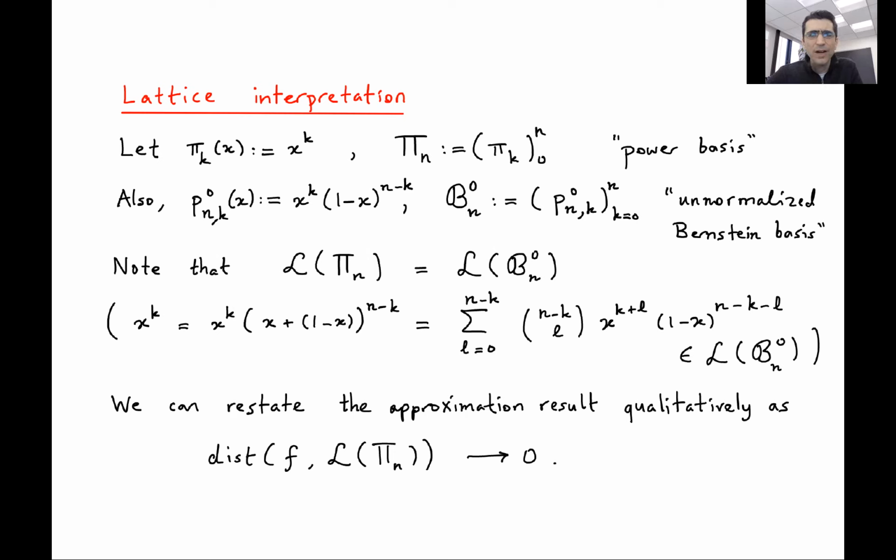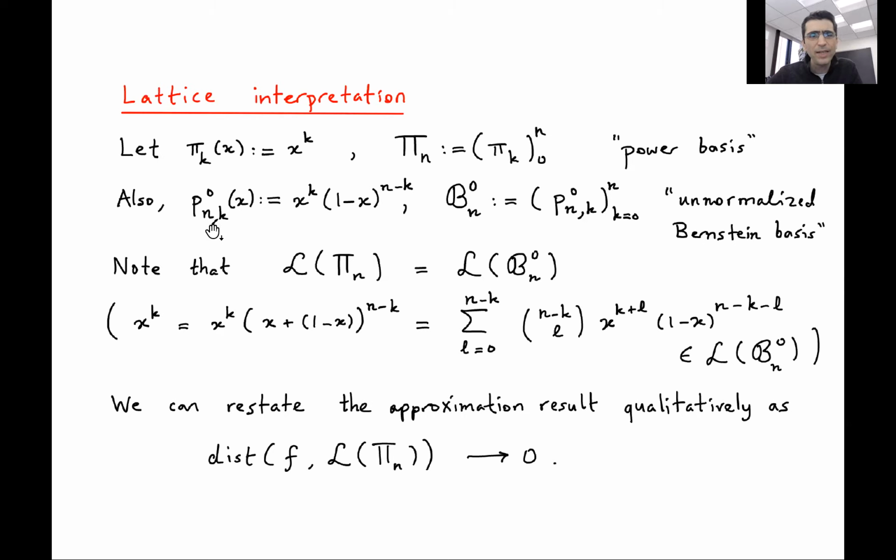So let's talk about this from a linear algebra point of view. Let's define the power basis. x to the k is my kth power basis polynomial or basis vector, and I'm looking at polynomials of degree up to n, so k from 0 to n. Now I can actually have a new basis for polynomials of degree up to n.